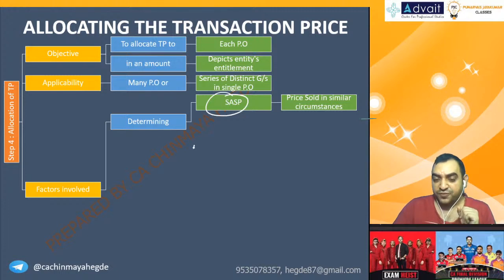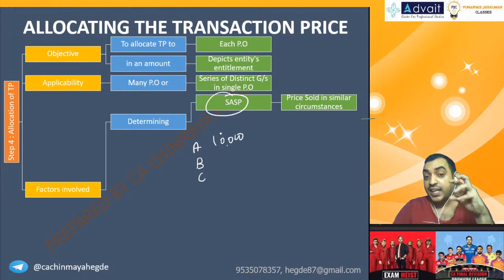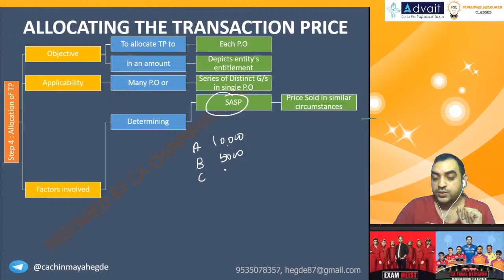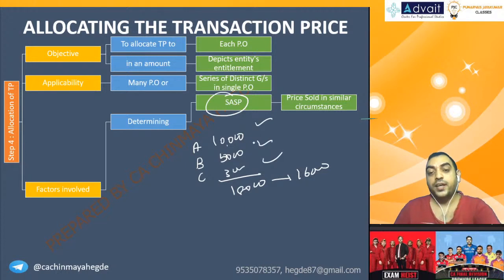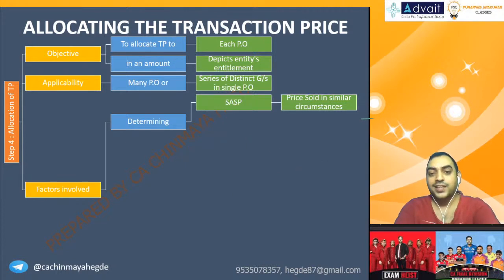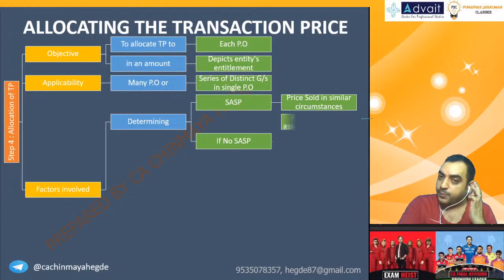For example, if 3 products are there, A, B, C, standalone selling price, if you sell them alone, 10,000, 5,000, 3,000, it's supposed to be 18,000, but if you sell it for 16,000, then on this proportionate basis you can do it. That is called standalone selling price, proportionate basis.